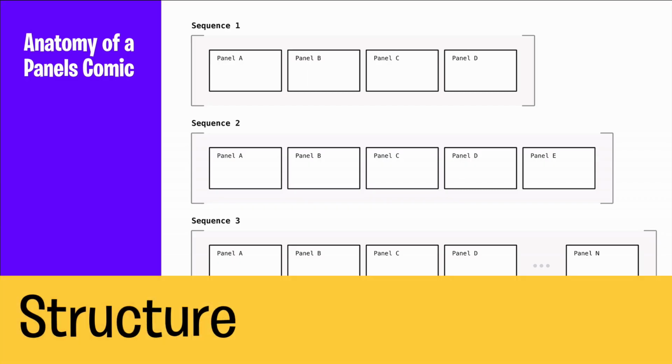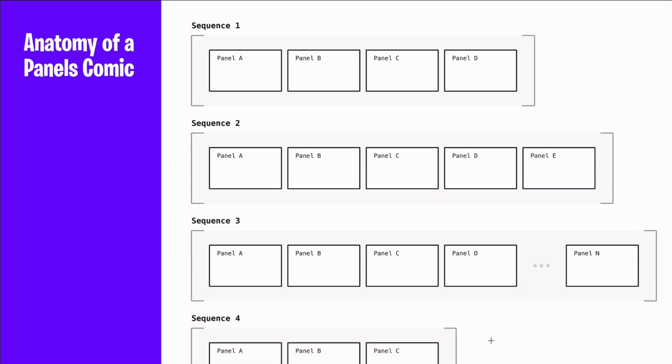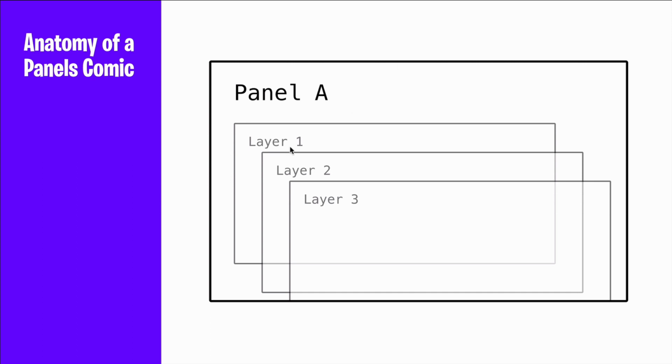So here's the basic structure of a panels comic. A comic will have multiple sequences. A sequence is sort of like a chapter, and each sequence has a set of panels. It can have one panel or many panels. These panels are the frames that hold the individual drawings that we exported last time. And each panel can have multiple layers. Each layer contains an image or some text, and we can define properties for each layer to control the positioning within the panel, the parallax movement as the panel scrolls, and other effects like animation and opacity.